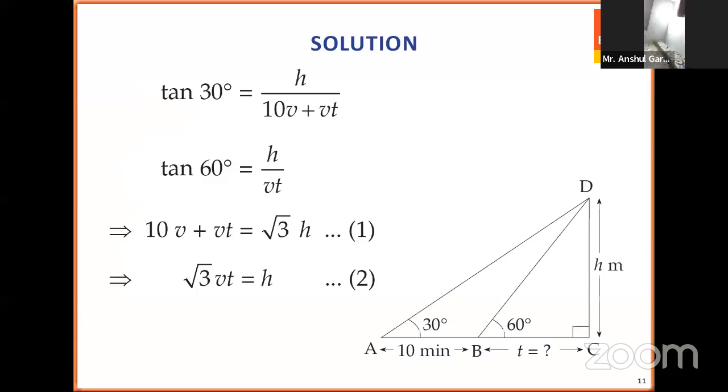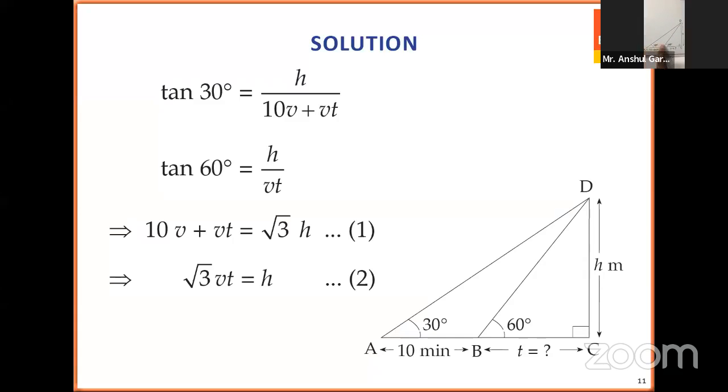See, Shifa, first we need to draw the triangle properly. When the person was here, the angle was 30 degree. And then when the person moved ahead, the angle was 60 degree in 10 minutes. So we have two right angle triangles. This is a right angle triangle. This is a right angle triangle. दो right angle triangle मिले.